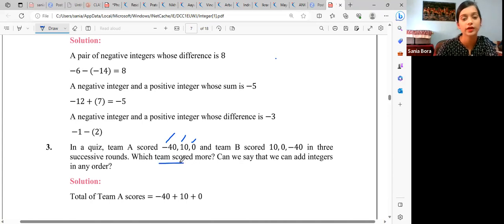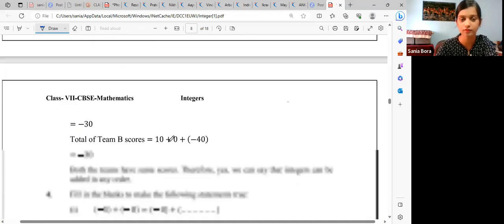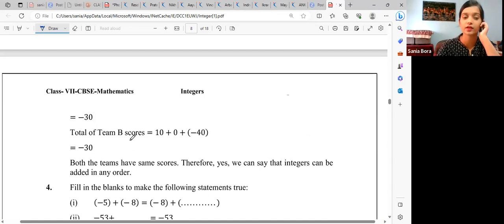Same score. So which team scored more? Ma'am, both the teams scored the same number, right? And can we say that we can add integers in any order? So yes, ma'am, we can say that we can add integers in any order. Like minus 40, 10 and 0 we can add, or we can add 0, 10 and minus 40. It will be the same, right? Yeah. So you can write that both the teams have the same score. Therefore, yes, we can say that integers can be added in any order. Clear?